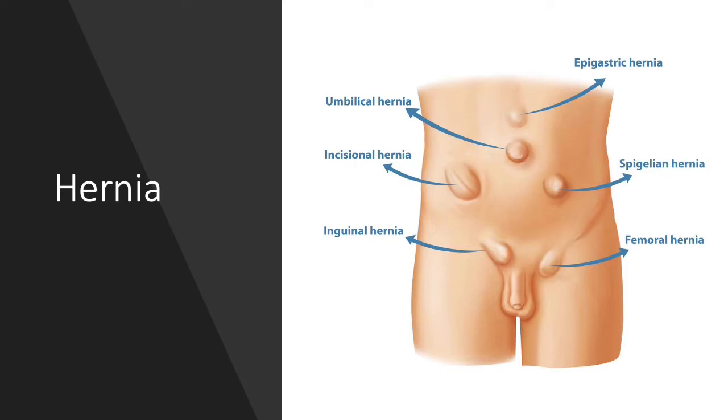And in older patients, especially men, the hernia can actually travel down from the inguinal canal and into the scrotum, and so they can present with large scrotal masses as well.